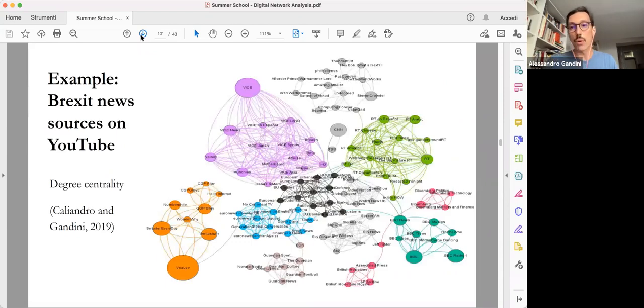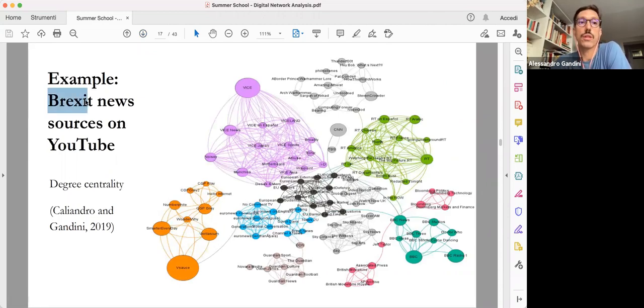Okay, first example of social network analysis with digital data. This is a network of channels on Brexit that was collected in 2018 and that wanted to reconstruct the flow of information, actually the relevance of news sources on YouTube under the tag Brexit. I will show you later a bit about how we can collect this kind of data set.